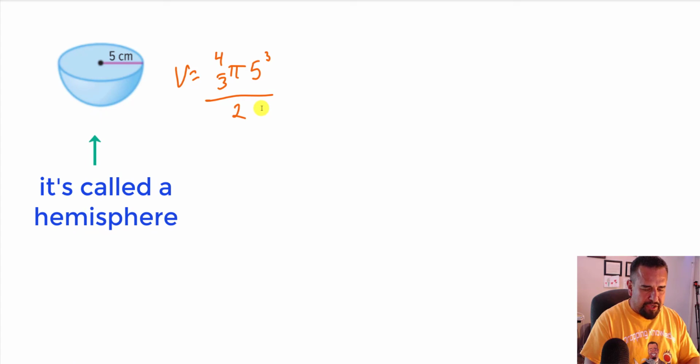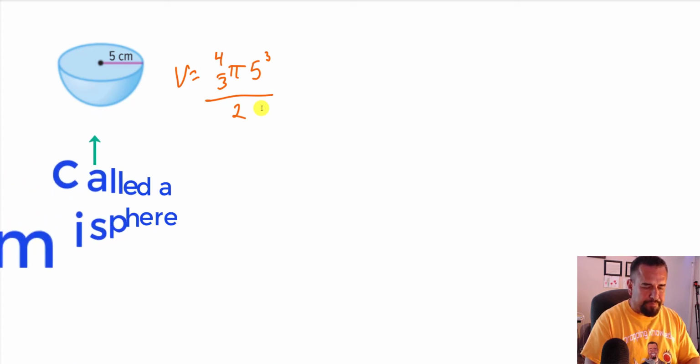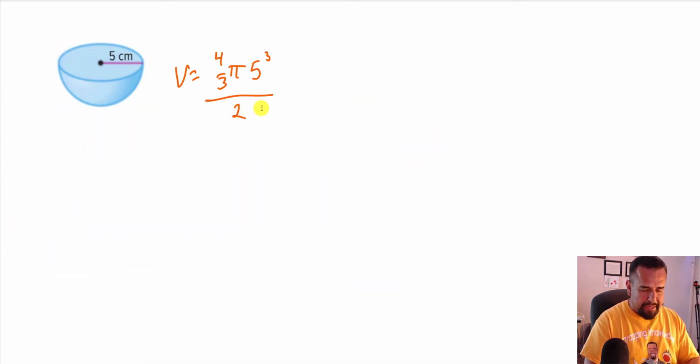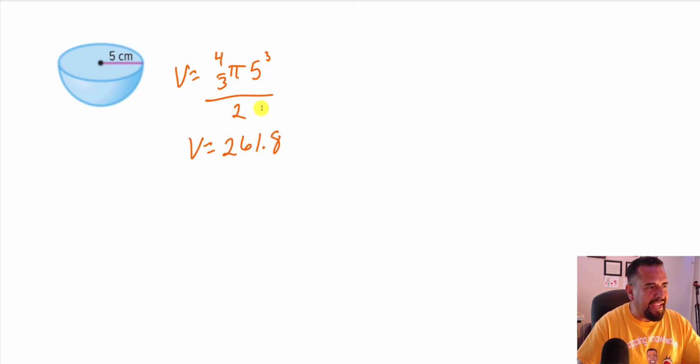All right, let's go ahead and do this. We got 4/3 times pi times 5 to the third power. And all of that is going to be divided by 2. And now we have 261.8. So the volume here is 261.8 centimeters cubed.